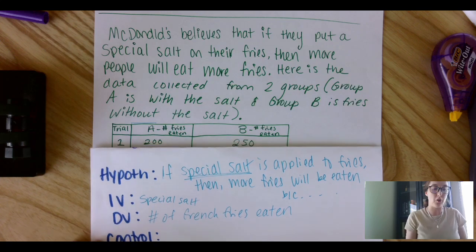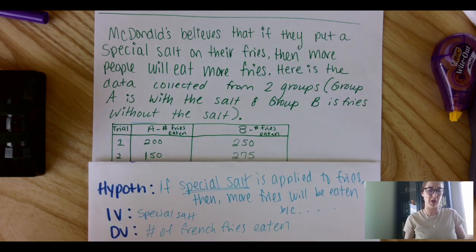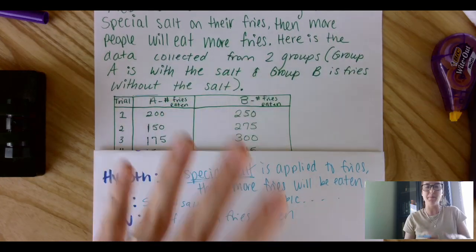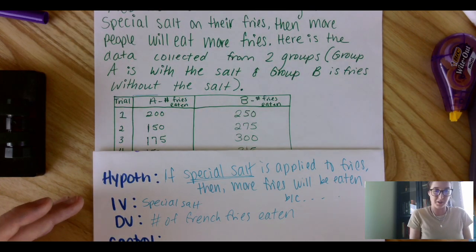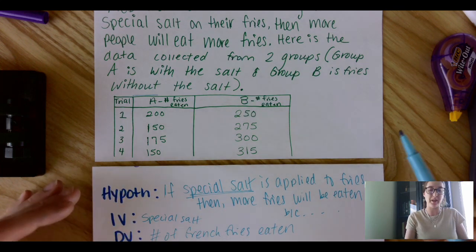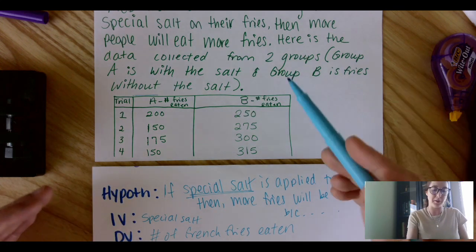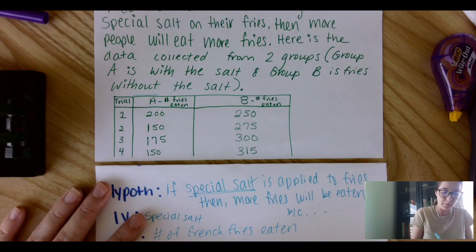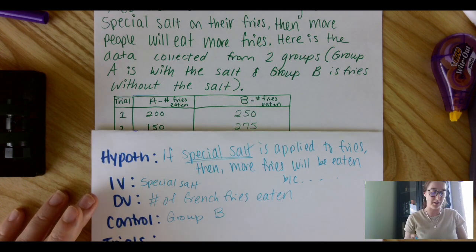All right, the control. So what was held the same? What's something that was constant between the two? They both had fries, just in general. So they were both McDonald's fries. One had salt, one didn't have salt. Who was the control group, though? In other words, they did not get the independent variable applied to them. That would be group B. So the control group would be group B. They did not get the special salt on their fries.